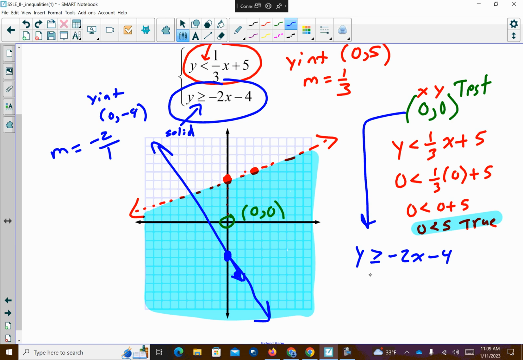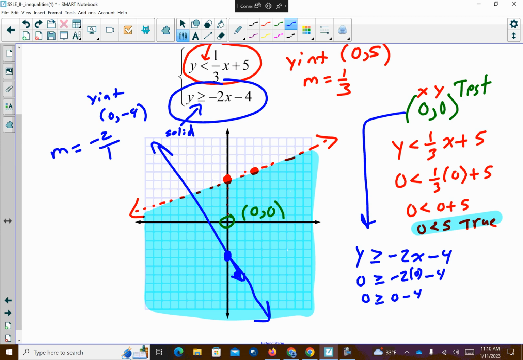All right. Let's go back. We're going to get to the 0, 0. But I'm going to use the 0, 0 on the bottom equation, which was blue. So I'm going to replace 0, 0 with the x and the y. So -2 times 0 is 0.